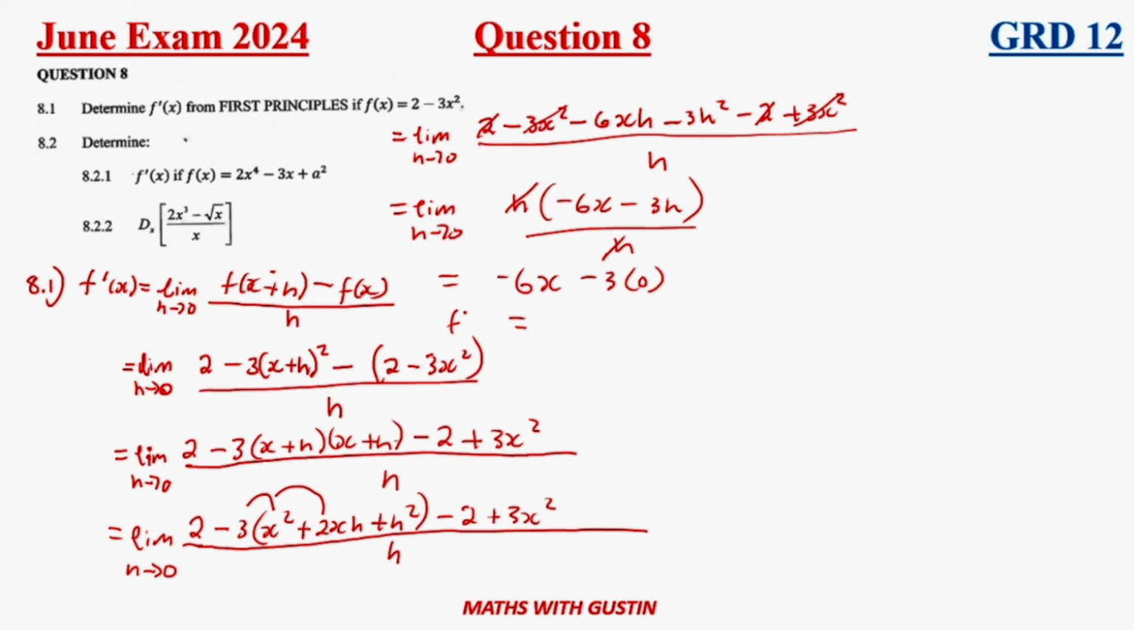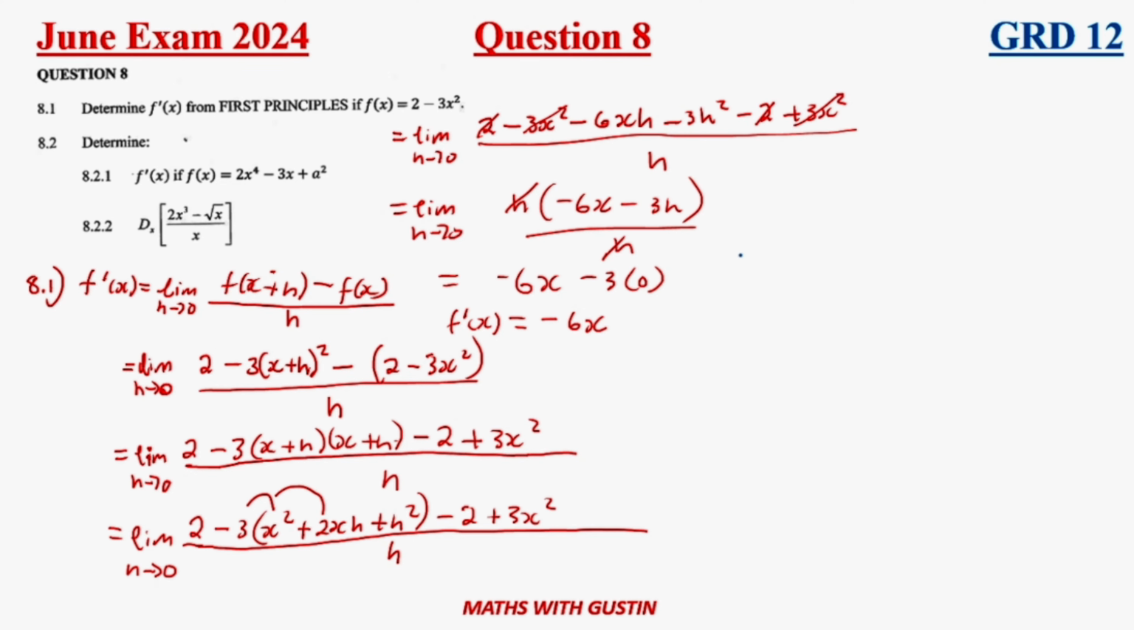Therefore our answer, f prime of x, is equal to negative 6x, which makes sense. So please, guys, make sure that you get full marks on this one. The most critical thing is your substitution. All right, now let's move on to 8.2.